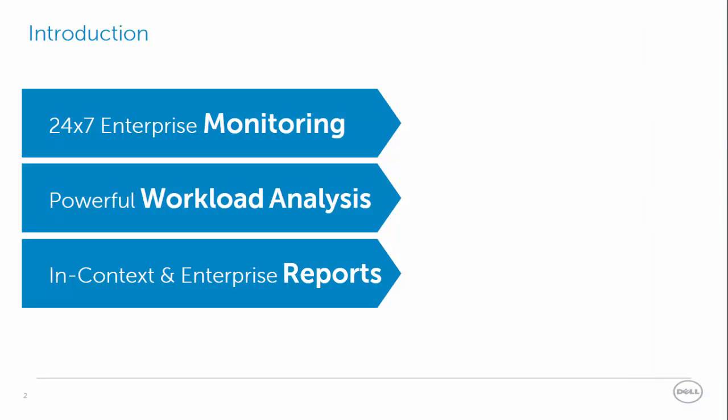Foglight for SQL Server is a 24/7 enterprise monitoring solution which allows you to effectively monitor your databases, featuring deep resource monitoring capabilities with a powerful analysis toolset to enable fast problem resolution and proactively fix issues before they become a real problem. This solution also provides a set of out-of-the-box, in-context, and enterprise reports.